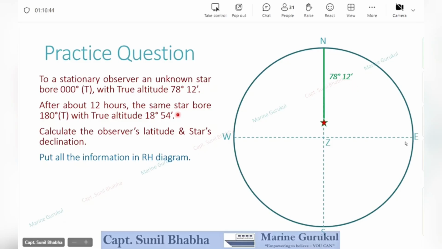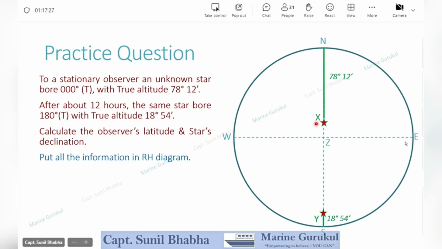Now, after about 12 hours, the same star bore 180 true. Now, 180 bearing is represented by line ZS, and on this line we have to mark a true altitude of 18 54. S is the horizon, 0 degree altitude. Z is the zenith, 90 degree altitude. So from the horizon we move 18 degrees 54 minutes up, and this is where our star is. So let's mark off the star here. You can name this location as Y.